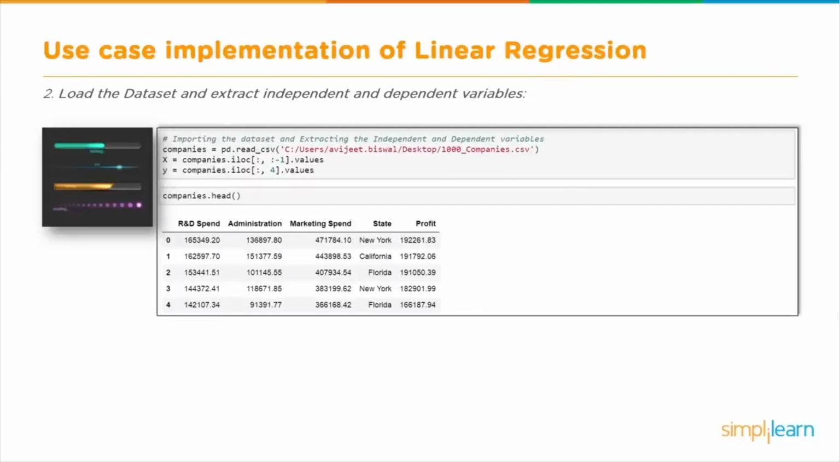Now, here in the slide, you'll see companies equals pd.read_csv, and it has a long line there with the file at the end, 1000_companies.csv. You're going to have to change this to fit whatever setup you have.